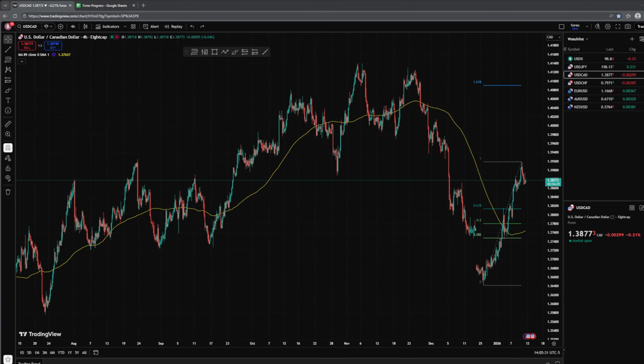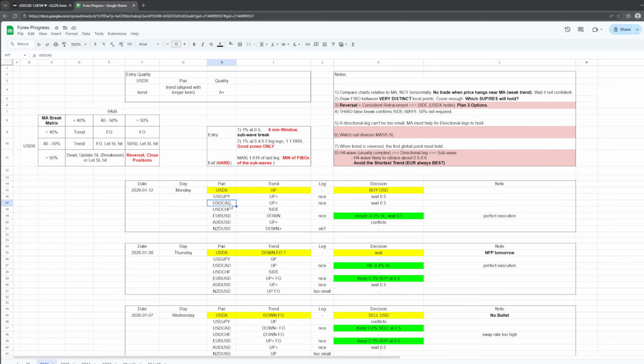Okay, let's write it down. USD Canada dollar, loonie, trend is up, leg size is nice, and our decision is to wait for a 50% retracement.